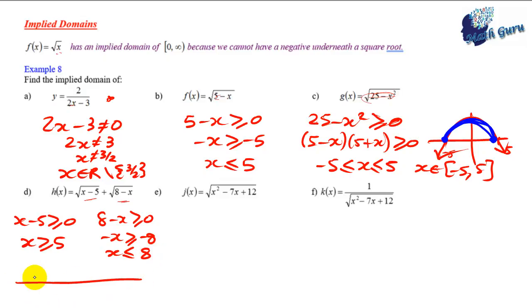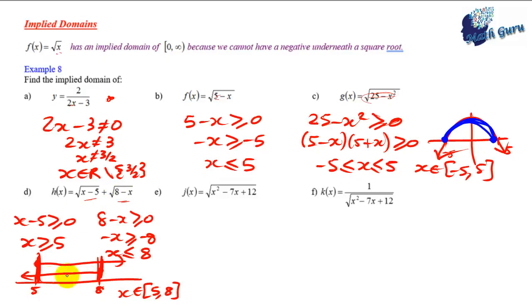So if we draw a number line, there's 5. Greater than or equal to 5 is there. There's 8. Less than or equal to 8 is there. They intersect from 5 to 8. So I say x is an element of 5 including and 8 including. So you can put all values in between 5 and 8 into these functions.